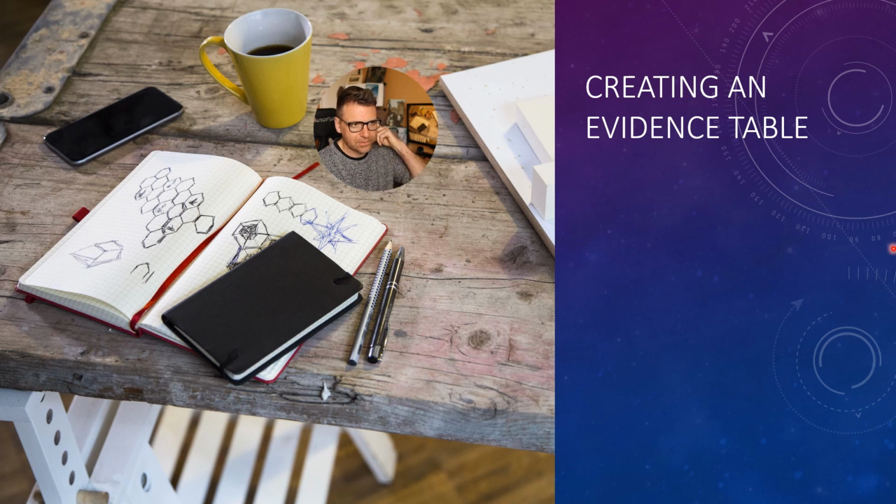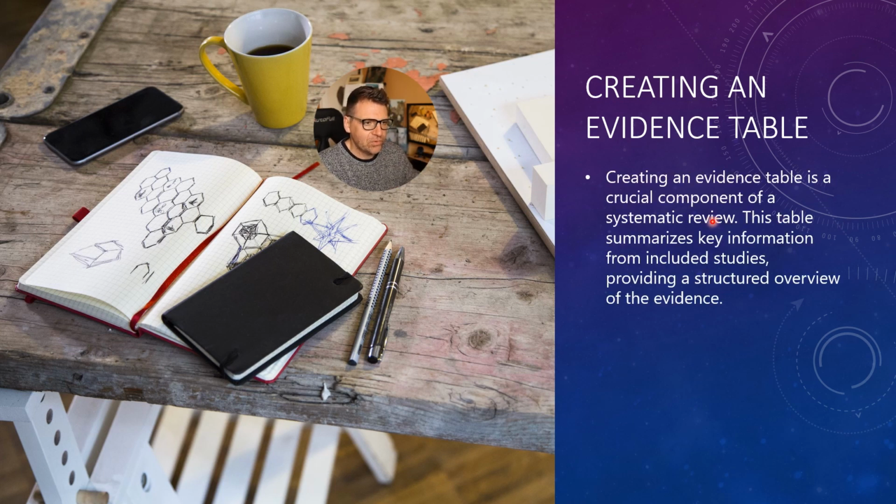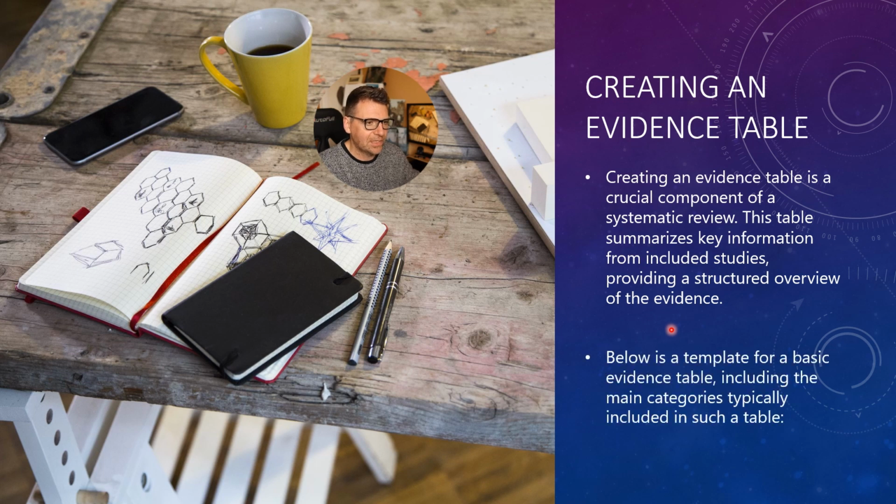Now, look, we've come back to the point I made earlier on, which is basically creating an evidence table. You're going to use all the information you have so far and create an evidence table that looks at all the studies used, what the population is like, what the methods are like, and so forth. It's a crucial component of a systematic review, and it summarizes key information from included studies, providing a structured overview of the evidence.